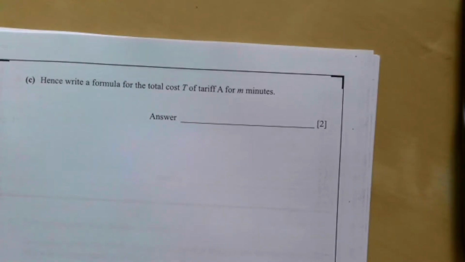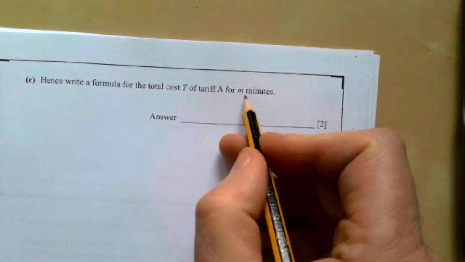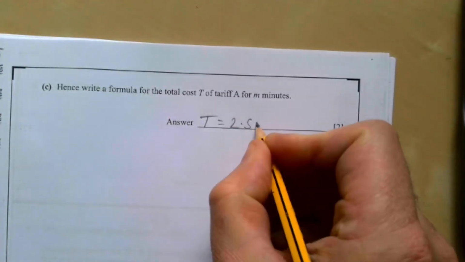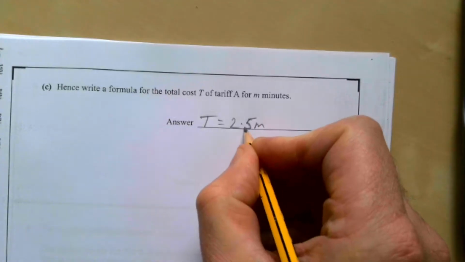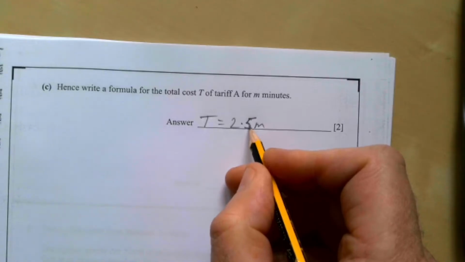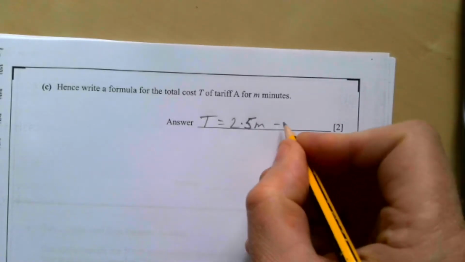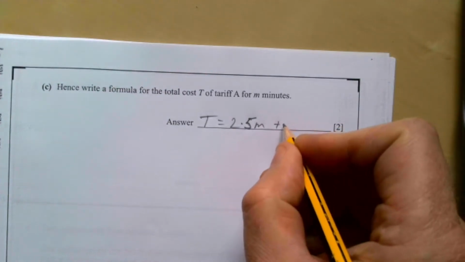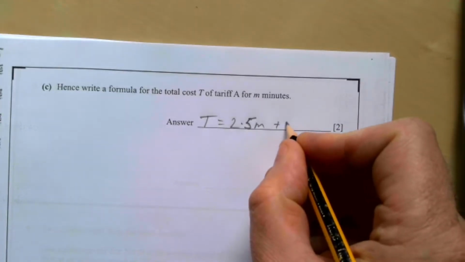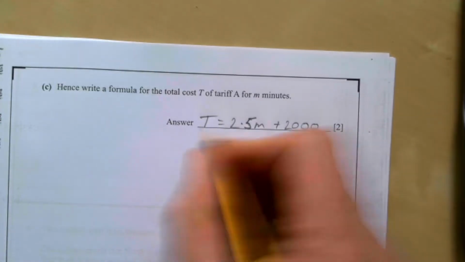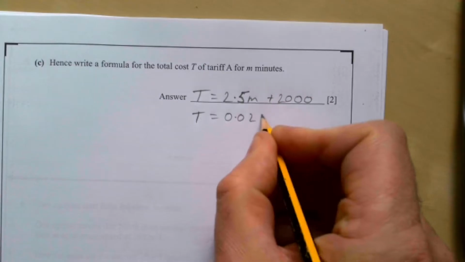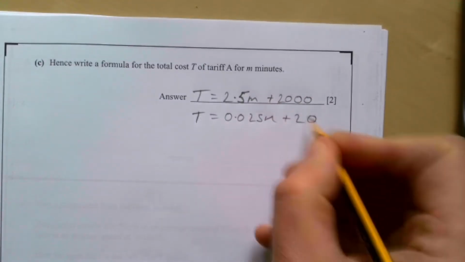So then it's going to be 2.5p. Hence, write a formula for the total cost T of tariff A for m minutes. So the total cost T is going to be 2.5 times m. We need to think about that slightly. It's a bit like a gradient, a bit like y equals mx plus c, but for every minute it costs an extra 2.5p, plus 20. So that would be the answer in pence. If you wanted it in pounds, 0.025 times m, plus 20.